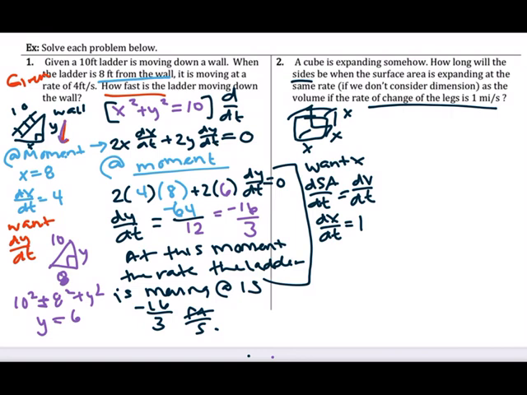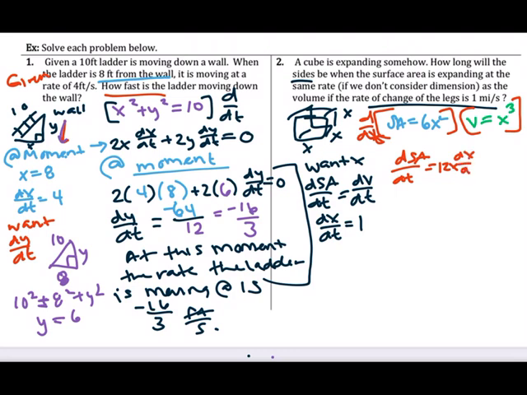So we're talking about surface area and volume. So I know that the surface area of a cube is the area of one side times 6, because there are 6 sides, so 6x squared. I know that the volume of a cube is base times width times height, which is going to be x to the 3rd power. So everything is changing here, so I'm going to take the derivative of both of these equations with respect to t. So dSA dt is going to be 12x dx dt, and dV dt is going to be 3x squared dx dt.